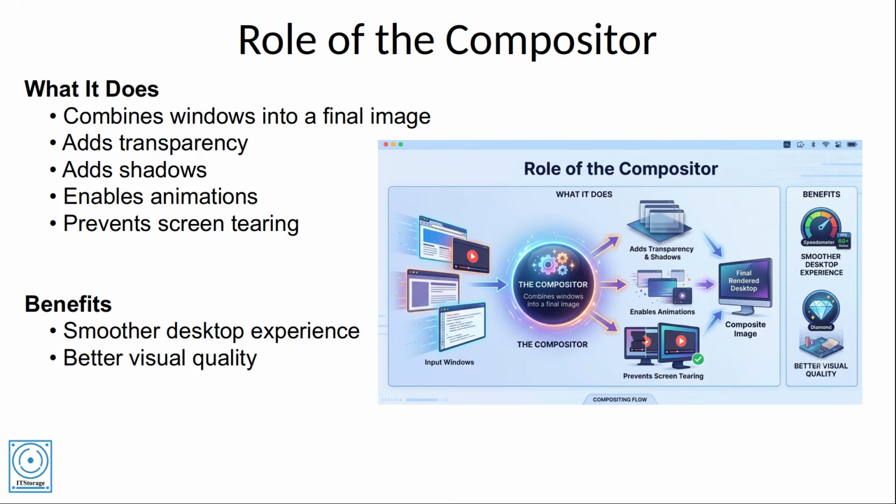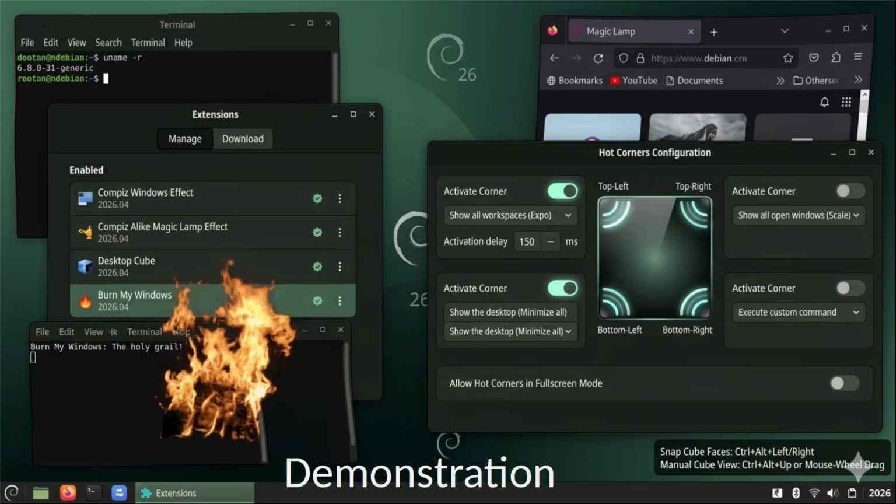Role of compositor. A compositor stores window images in memory and combines them before displaying them. This process allows visual effects such as transparency, shadows, and smooth animations. It also eliminates screen tearing, which occurs when portions of multiple frames appear on the screen simultaneously. Modern desktop environments rely heavily on compositors for a polished user experience.